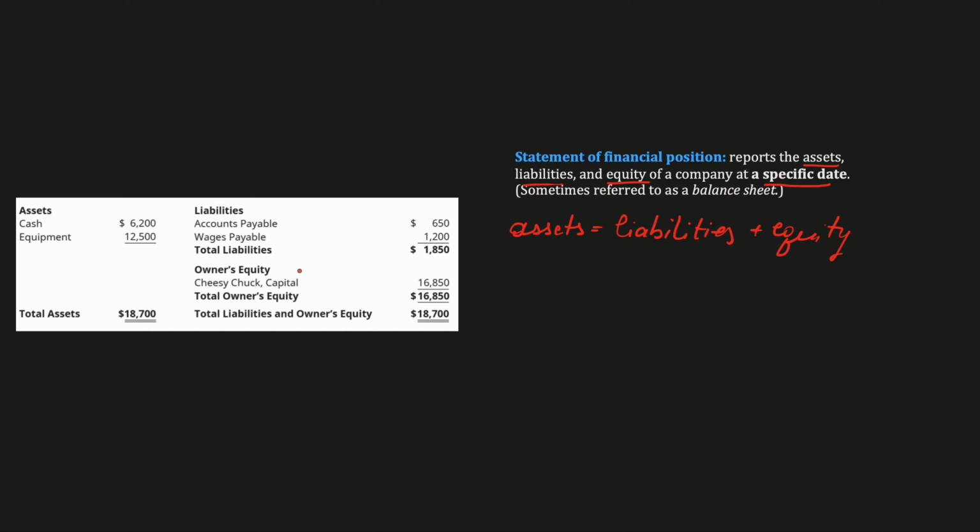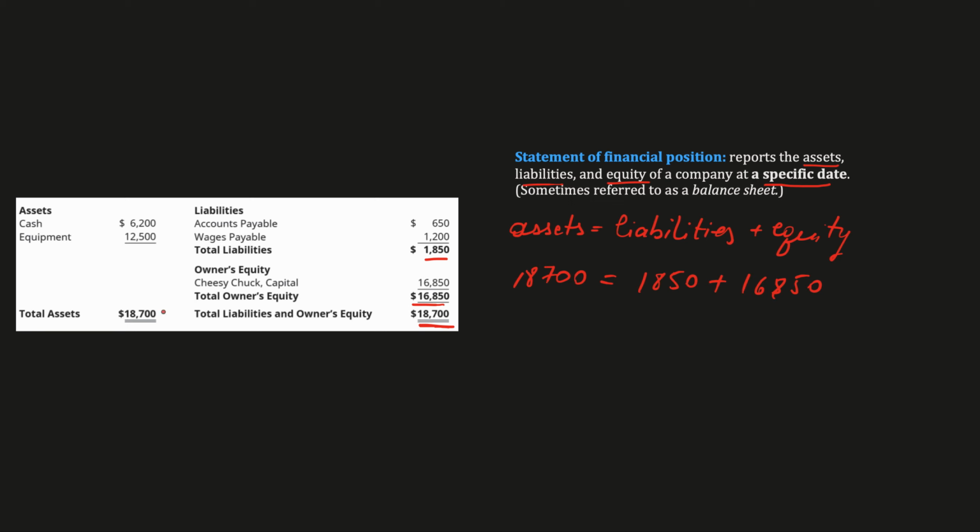This is a horizontally presented simple balance sheet. As per our basic accounting equation, the sum of all assets, which is 18,700, equal the sum of liabilities and equity. So the liabilities are 1,850 plus 16,850, which is equal to the total of liabilities and equity equal total assets.